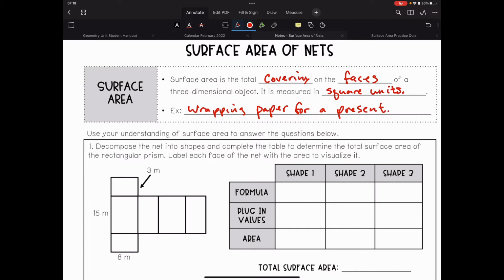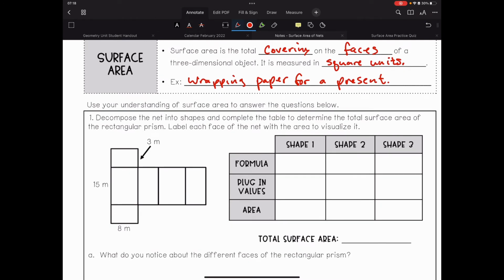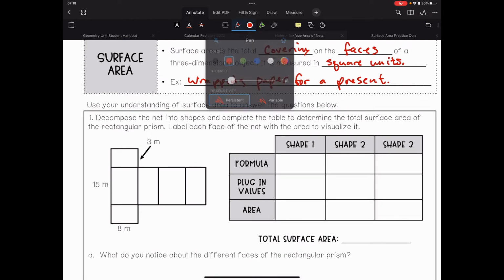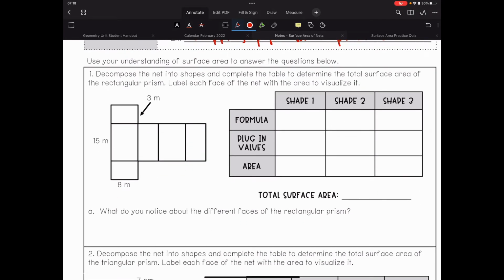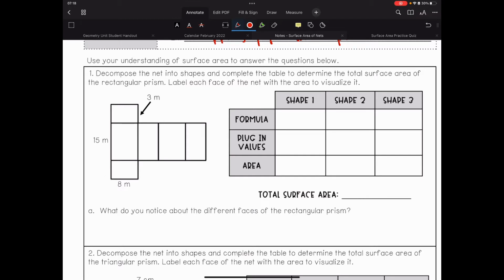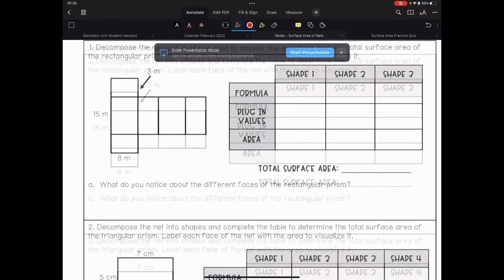All right, let's look at how we can decompose a net to find the surface area of a net. All right, so we're going to decompose this net into shapes and complete the table to determine the total surface area of the rectangular prism. We'll then label each face of the net with the area to visualize it. Okay, let's have a look at this.